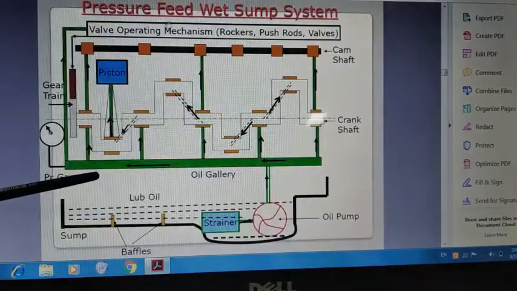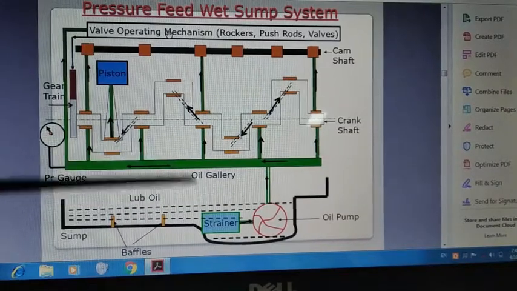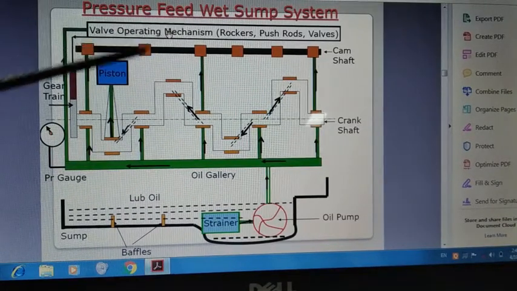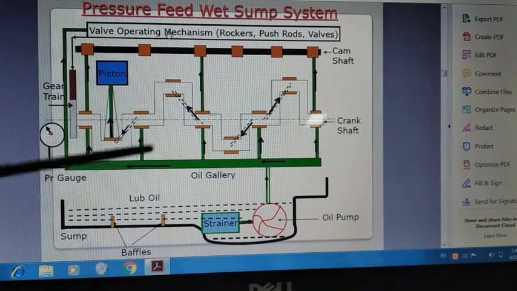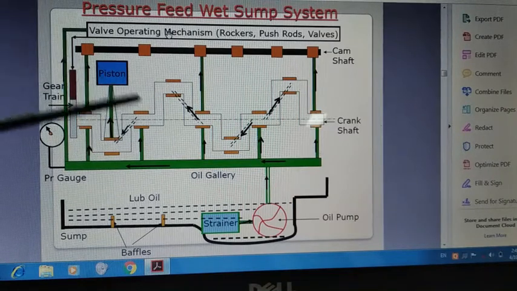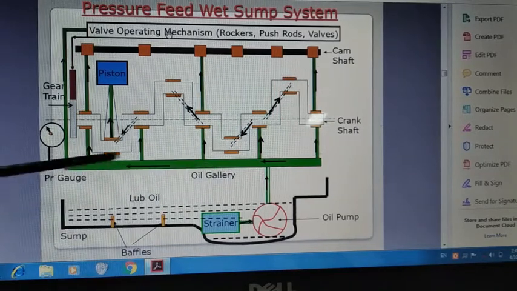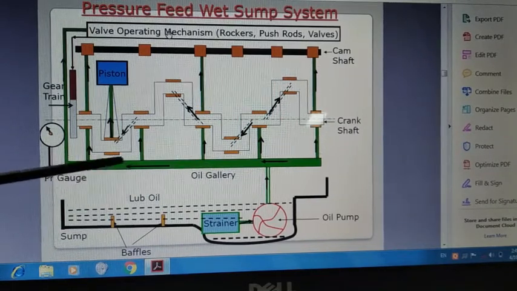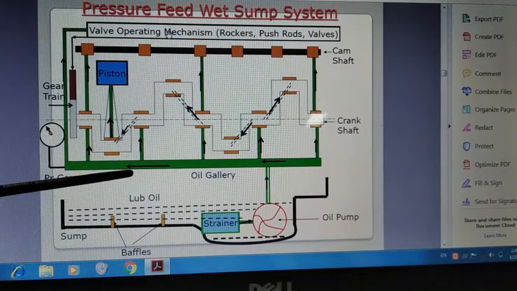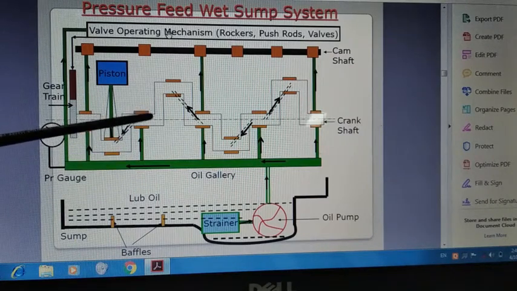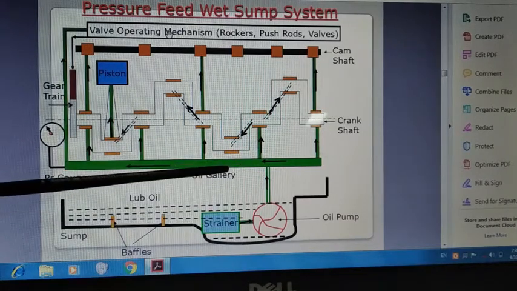So another lubrication system is the pressure feed wet sump system. So why is it pressure feed and not a splash system? The reason is that here there are no troughs or scoops being used, so there is no splashing action of the oil. The oil will reach the individual components where lubrication should be provided through the oil gallery only.